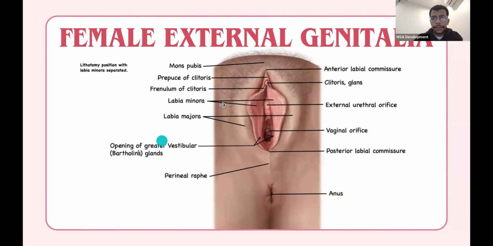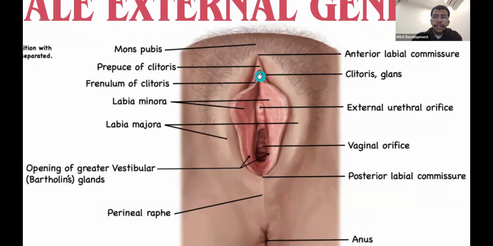Now, the external genitalia. First, we have mons pubis. Mons pubis is basically the most external part, and it usually has the hair on it. Then we have labia majora. Labia majora also has some hair, and then labia minora is the one without hair. Then we have clitoris, as we mentioned earlier. And then we have the external urethral orifice. So this is the urethra here. External urethral orifice, and this is the vaginal orifice.